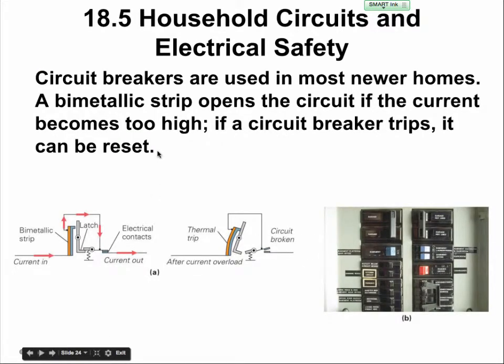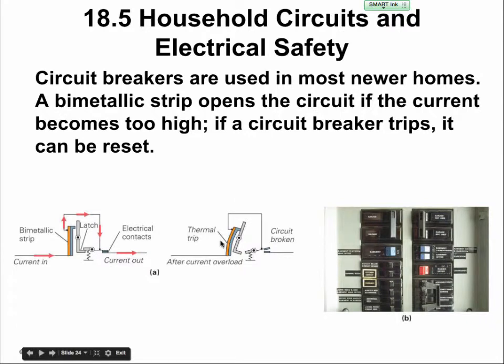Circuit breakers are on a similar concept, but they're in newer homes because it's a newer technology, and it uses a bimetallic strip that opens the circuit if the current becomes too high. If the circuit breaker trips, it can be reset.